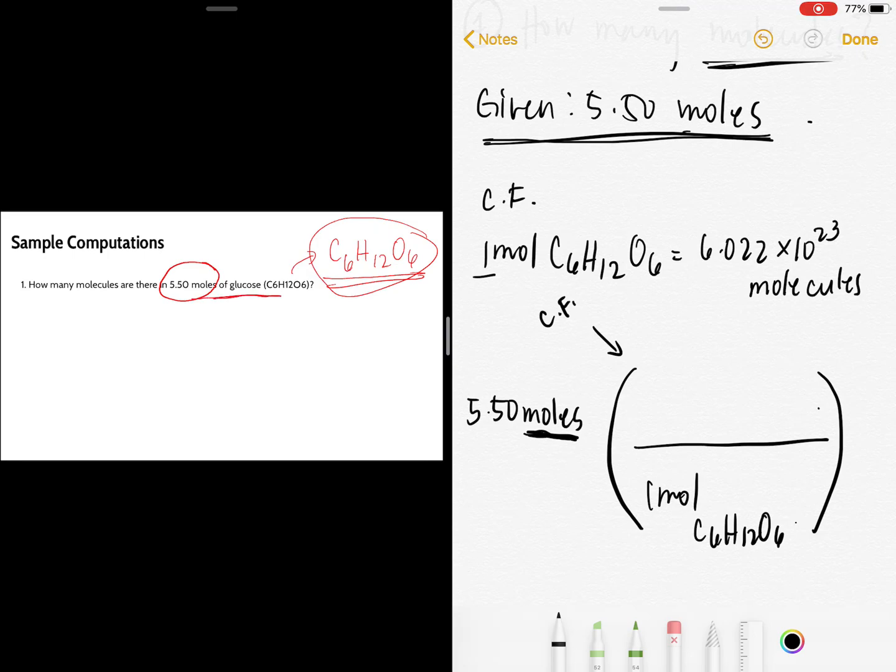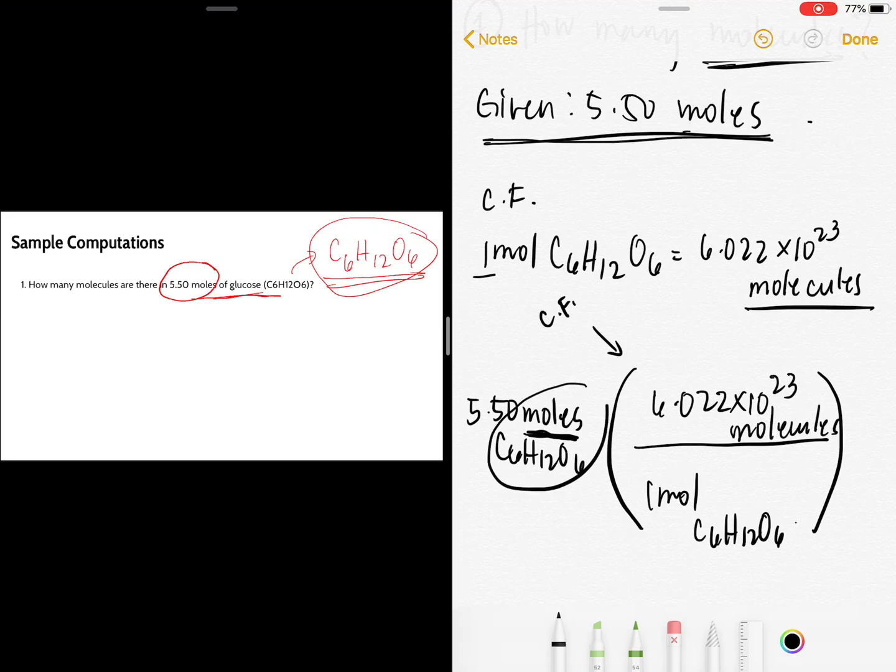Because this is 5.5 moles of what? Glucose. Lagay din natin yung compound, no? Ayan. Sa taas, yung hinahanap mong unit. Ano yung hinahanap na unit sa problem? Molecules. So, dito sa taas, 6.022 times 10 raised to 23 molecules. Basta kung sino yung nandito, siya rin po yung nasa baba.